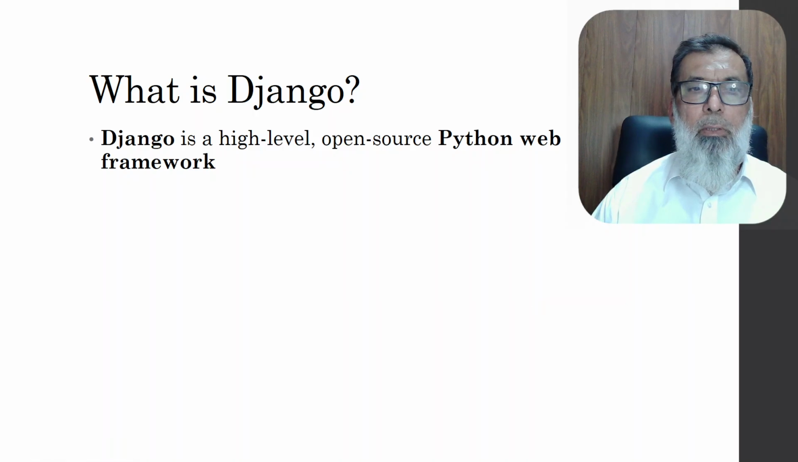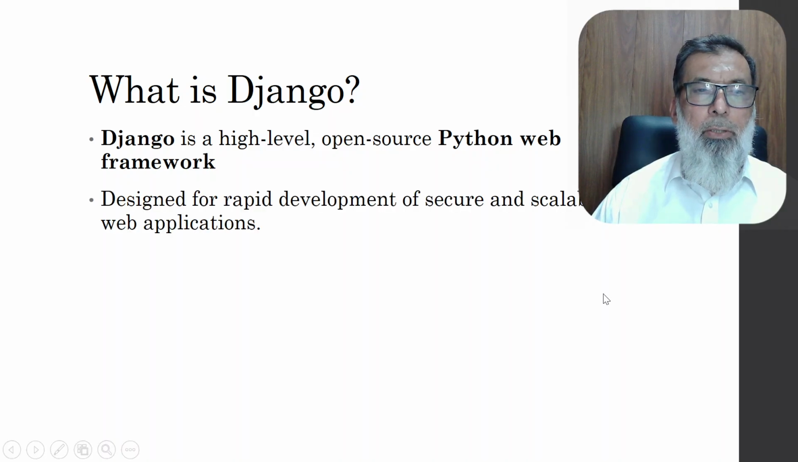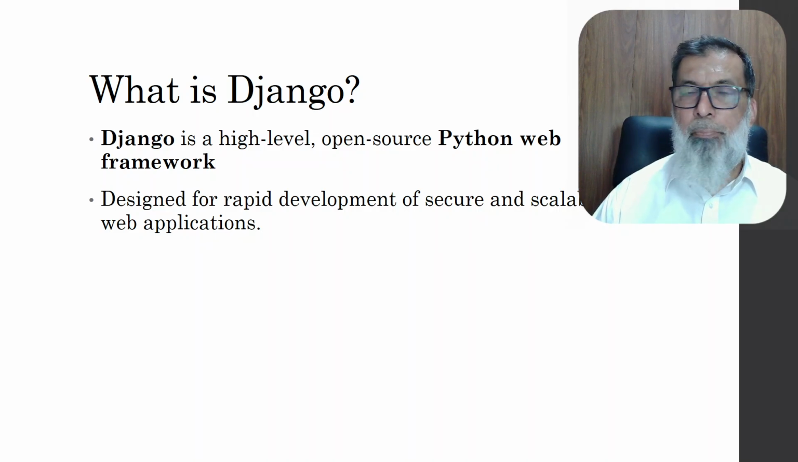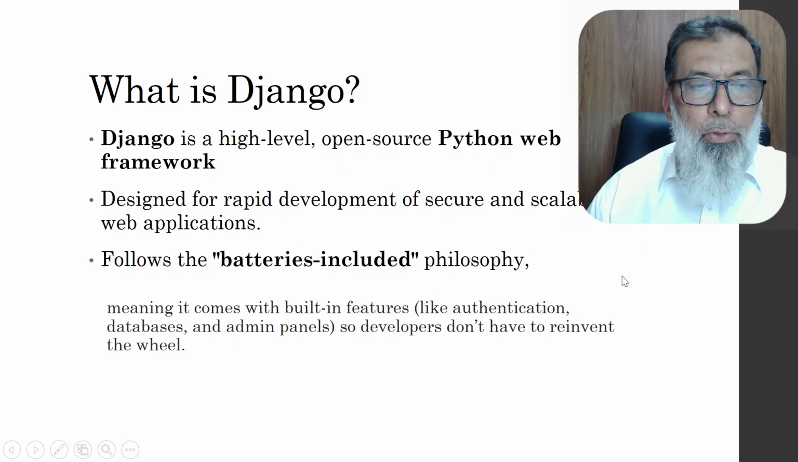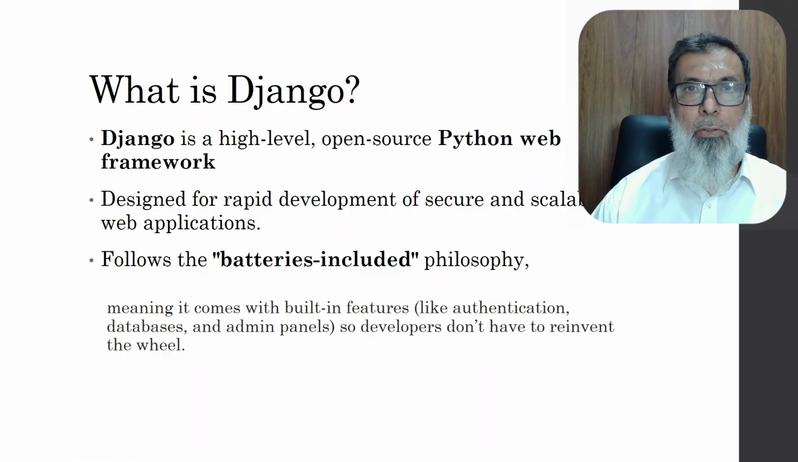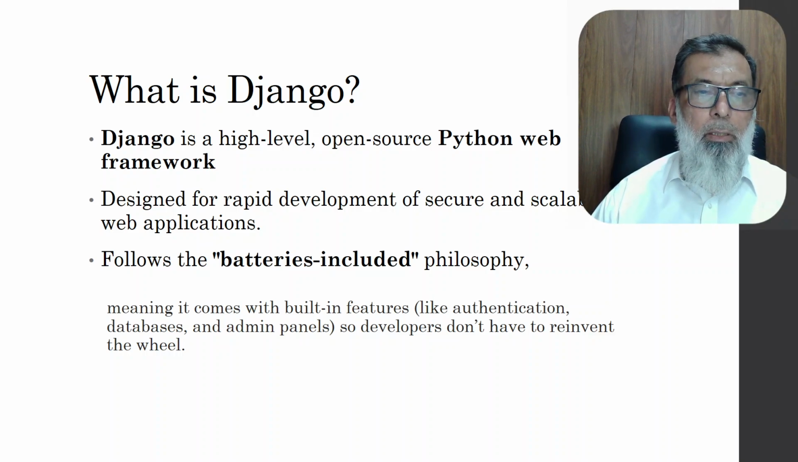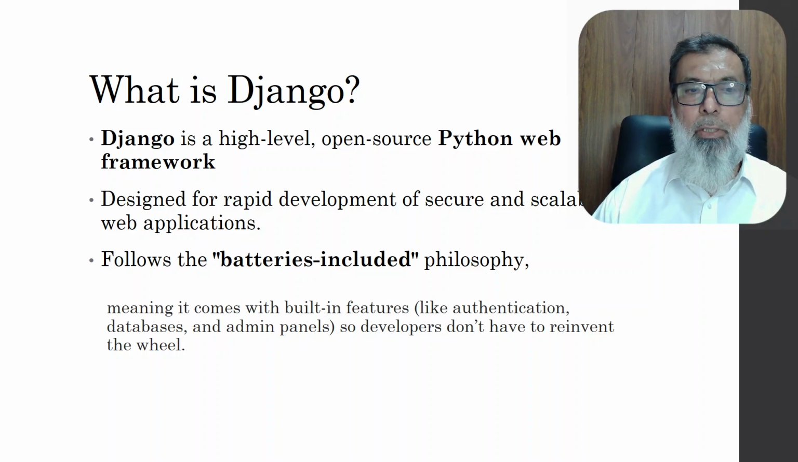Now, Django is a high-level open source Python web framework used for developing web applications, and it is actually designed for rapid development of secure and scalable web applications. And it follows the batteries included philosophy. What does this mean? Batteries included philosophy means that it comes with built-in functions like authentication, database administration, and some other admin panels, so that developers don't need to reinvent the wheel.